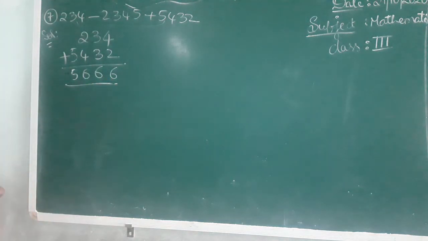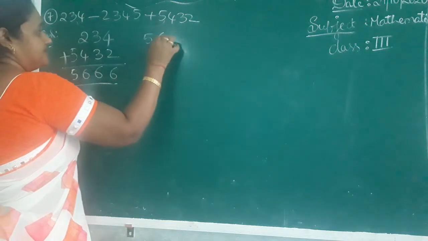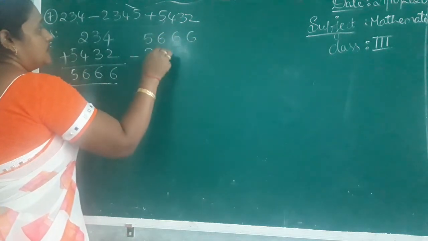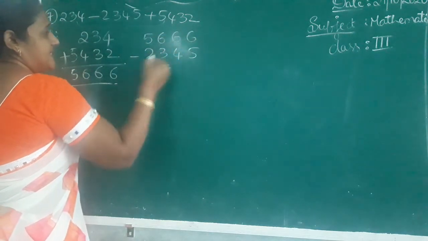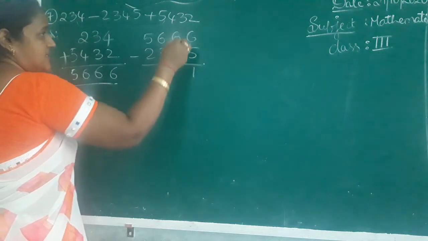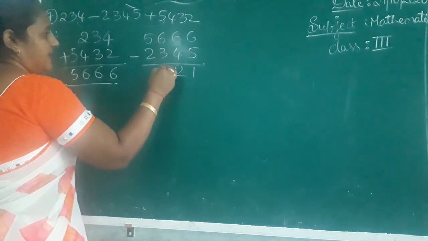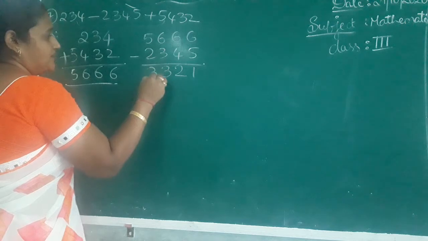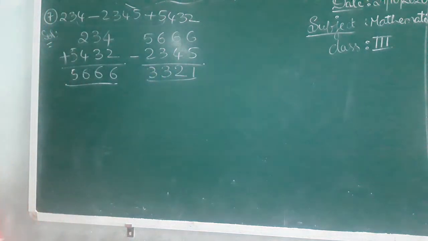5,666 minus 2,345. 6 minus 5, 1. 6 minus 4, 2. 6 minus 3, 3. 5 minus 2, 3. 3,321. See the 8th one.